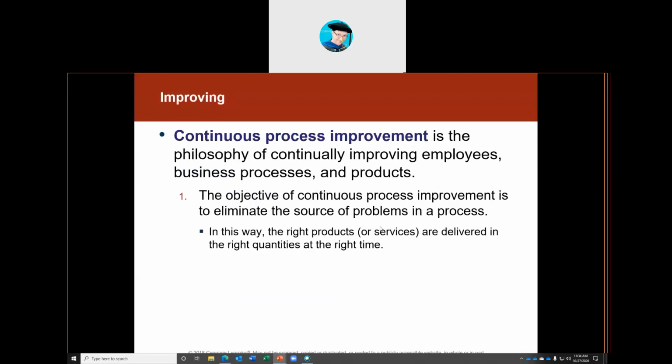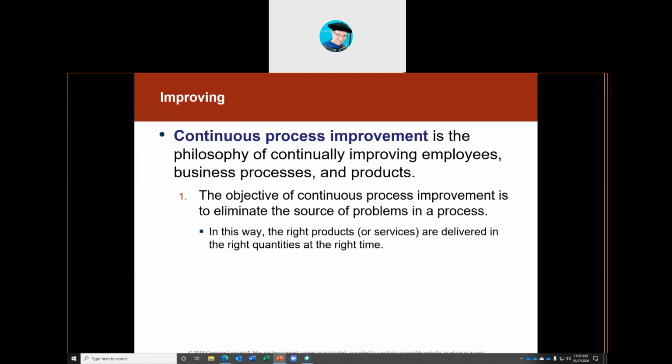The next phase is improving. We continually improve in business. That's how we are successful. We continually improve. Continuous process improvement is the philosophy for continually improving employees, business processes, and products.